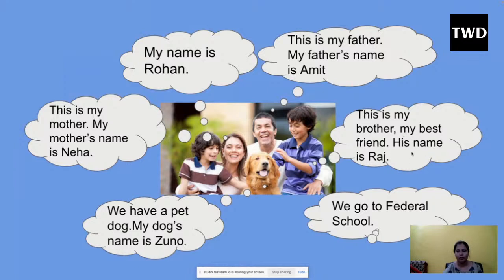This is my brother, my best friend. His name is Raj. Here, brother is common noun and Raj is proper noun. We go to federal school. Federal school is a proper noun. We have a pet dog. My dog's name is Zuno. Zuno is a proper noun. This is my mother. My mother's name is Neha. Mother is common noun and Neha is proper noun.